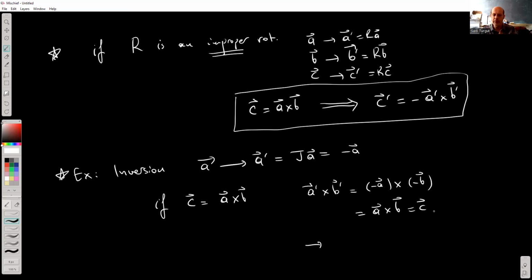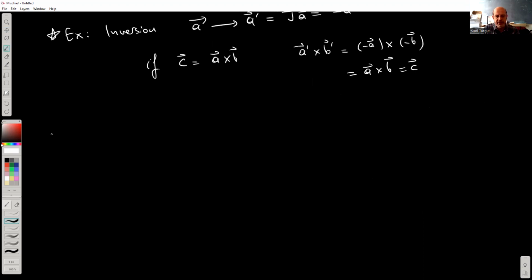So if I assume that C also changes sign after inversion, just like A and B, in that case, A prime cross B prime would not be equal to C prime, right? So that's the problem that's arising in here. The reason is that an inversion actually changes the handedness. And since we are using the right-hand rule for defining the cross product, because of this change of the handedness, the cross products do not give the same thing when I do the transformation.